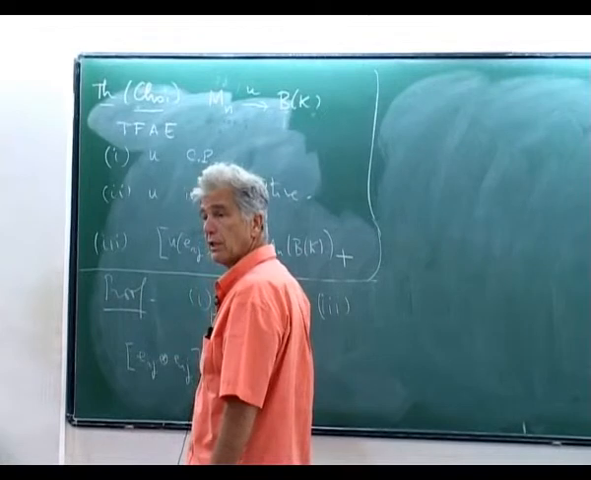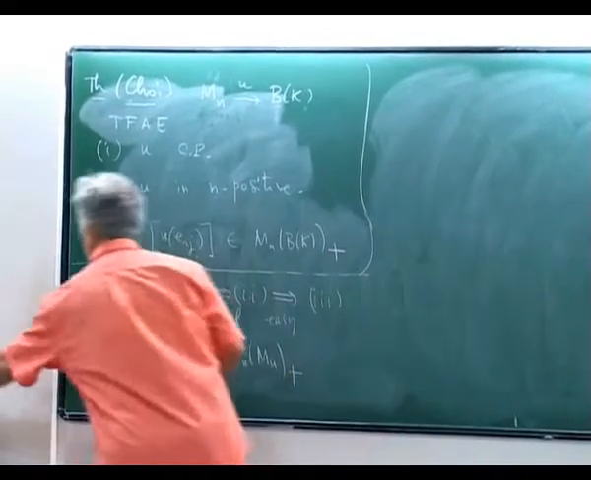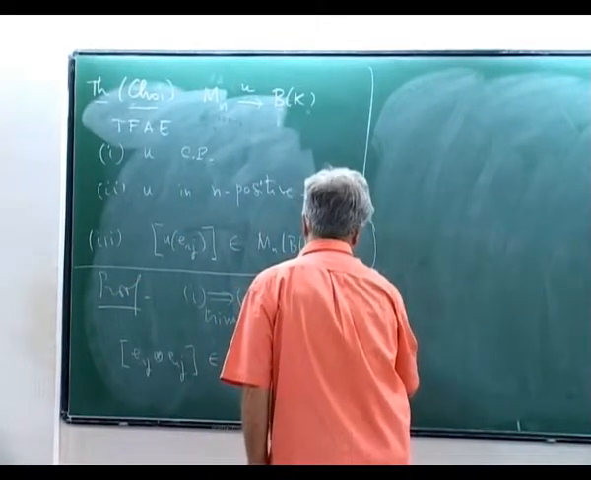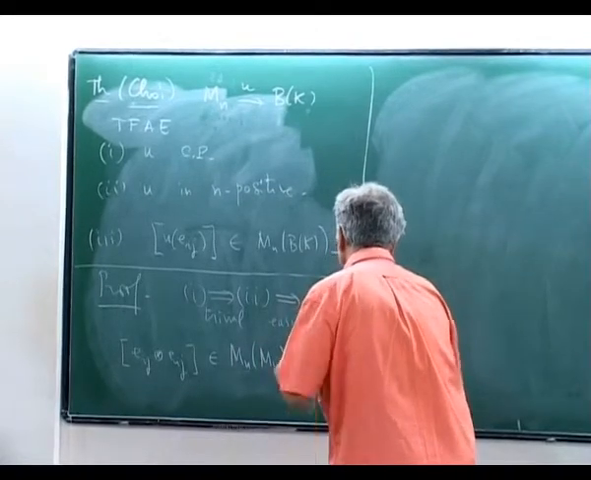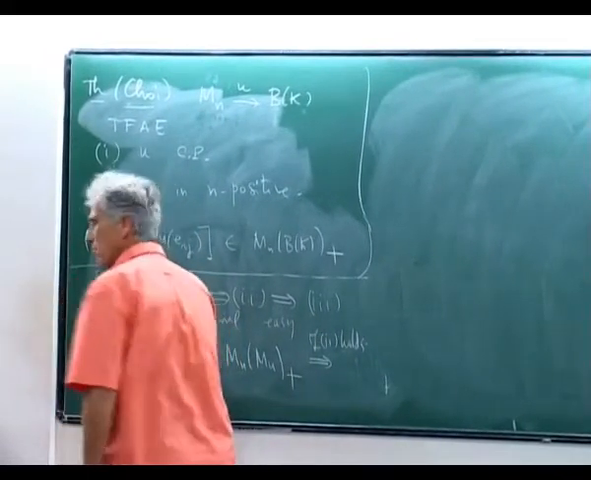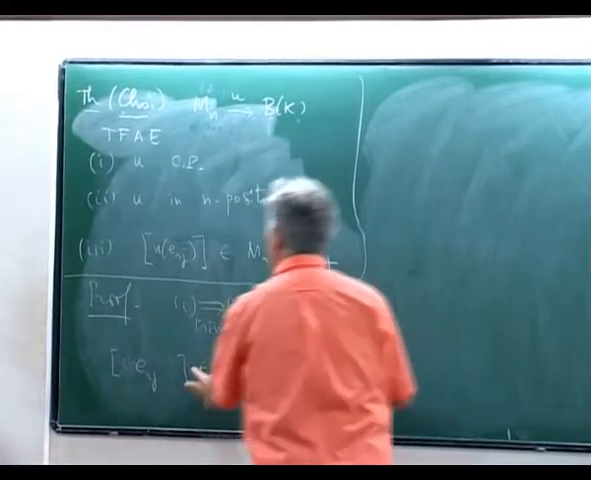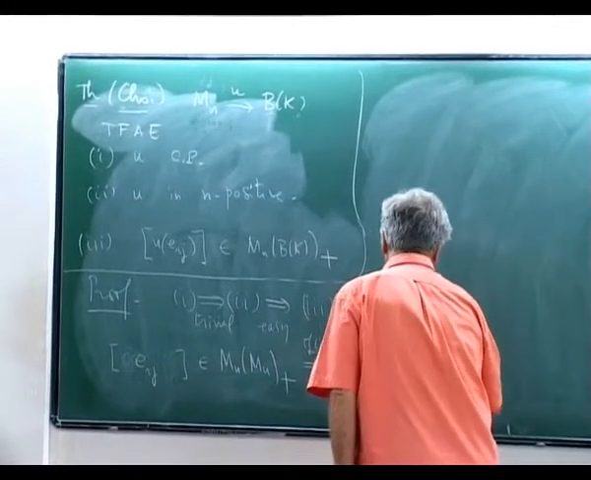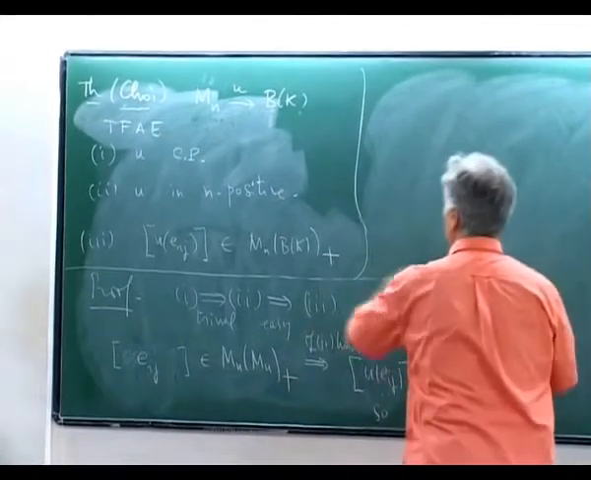then you get a self-adjoint projection on the Hilbert space, maybe you already did it. Anyway, this is positive. So if 2 holds, so if it is n-positive, we will have that the matrix, I'm screwing up the notation because of E_ij, this is because of the next topic that's coming. So this matrix is positive, so it follows that the matrix U(E_ij) is in M_n(B(k)) plus. So 3 holds.